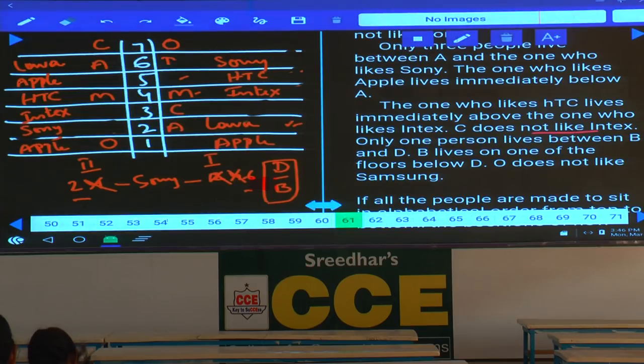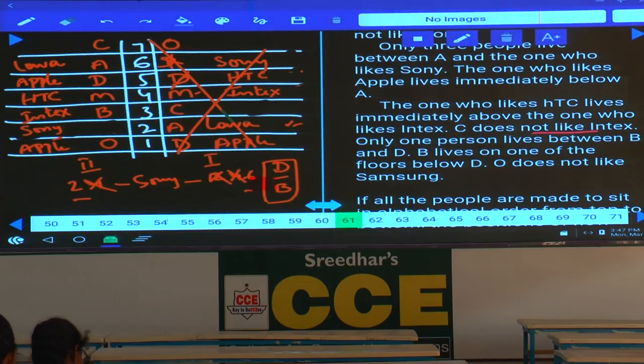Now tell me whether D can be at this place? No. D cannot be here. Can D be here? No. And the first case is completely ruled out. Now we are left with only the second case, wherein D is here, B will be here. If D and B are here, A, B, C, D.